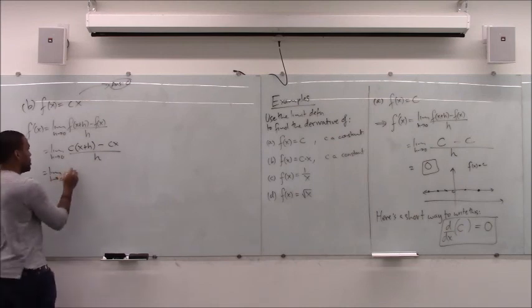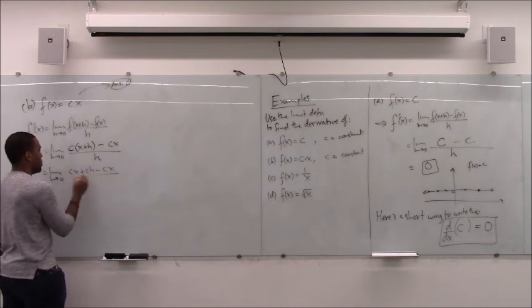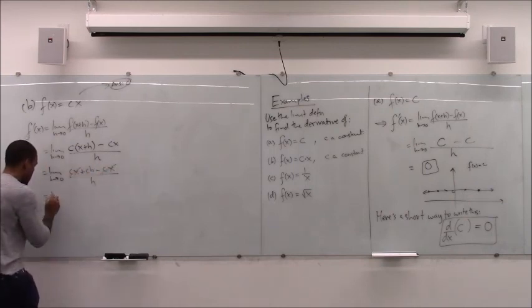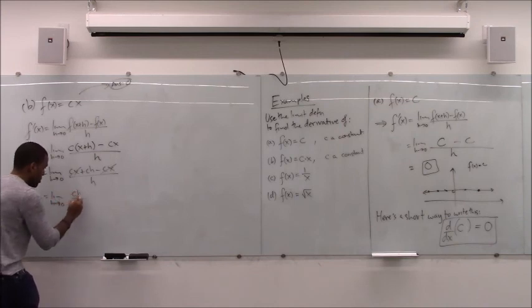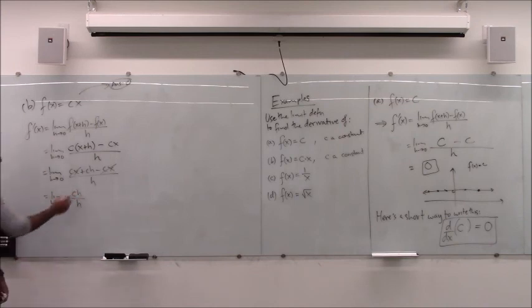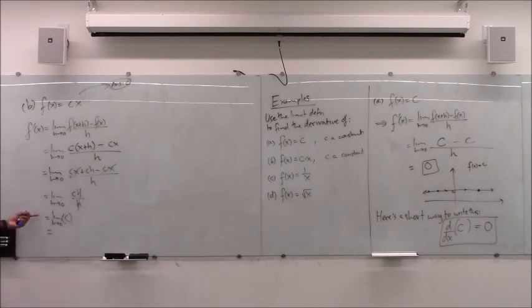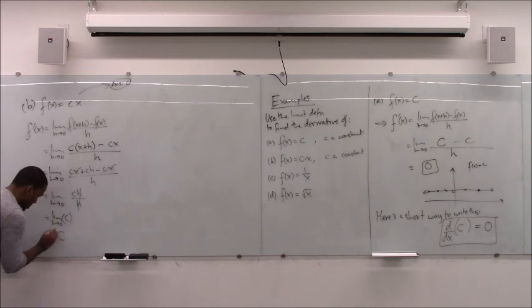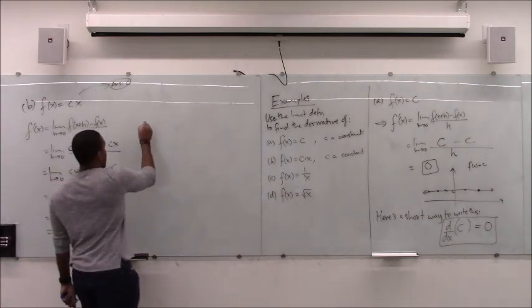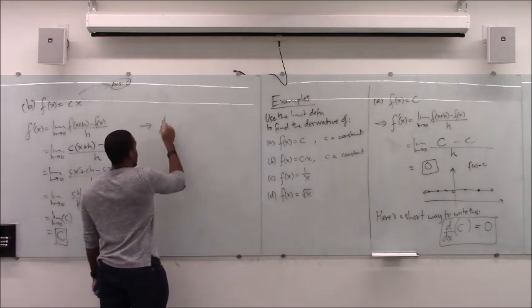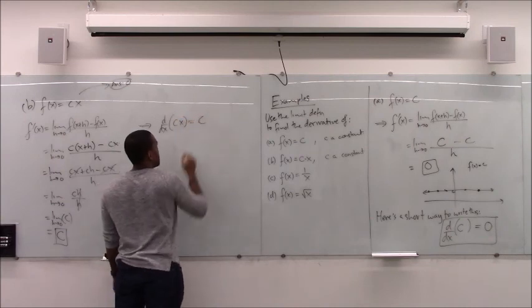Expand, so we get cx plus ch minus cx all over h. These guys die. Now we can cancel the h's. So now we have the limit as h approaches 0 of c. And I actually gave you a rule for that last time, right? One of the properties of limits: the limit as x approaches a of a constant is the constant. Which is exactly what we expected to happen. That's actually good. So one way you can write this down is the derivative of c times x is c.